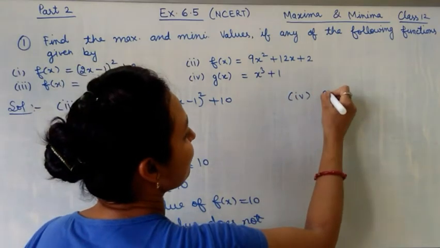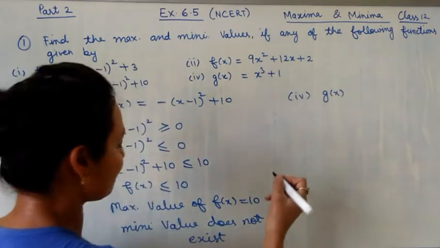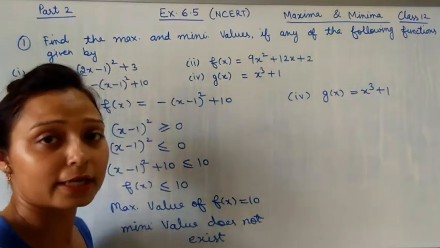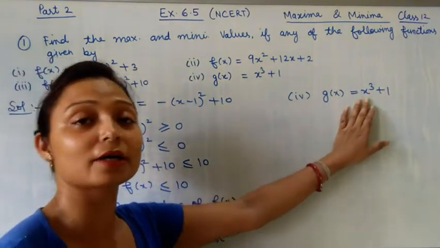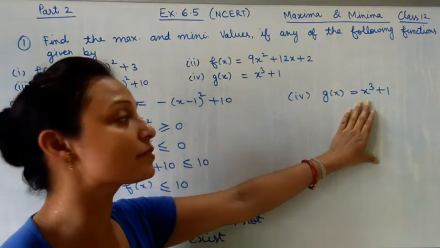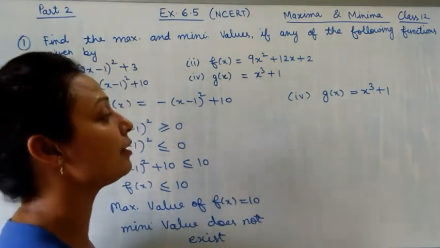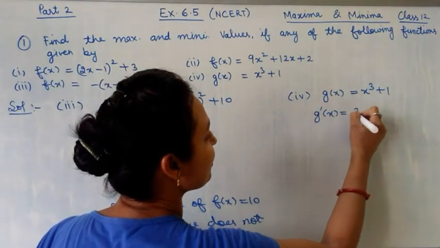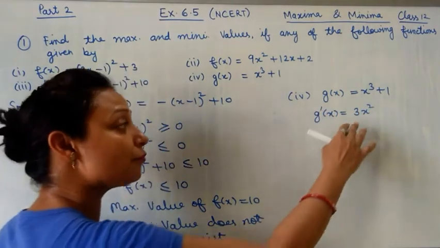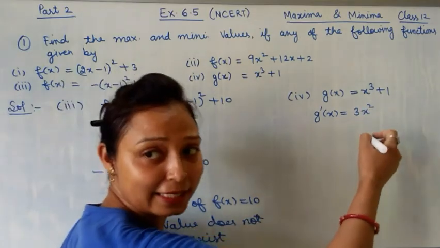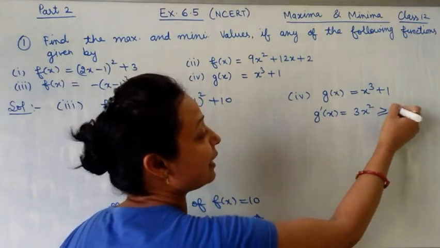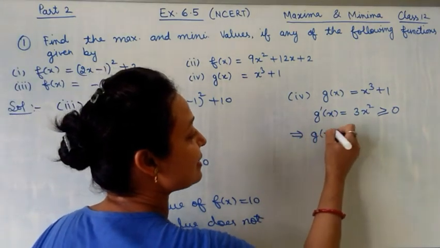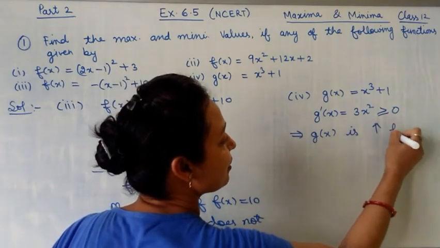In this question, you have to find the maxima and minima again. But how can you find out? Here we have the cube. How do we get the confirmation of positive and negative sign? So that's why I will take the derivative, g'(x), that is equal to 3x². Now we have a square that is greater than or equal to 0.